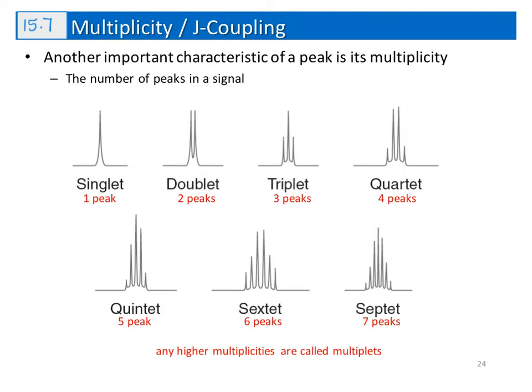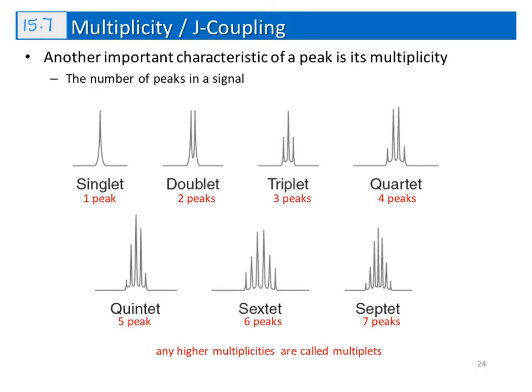Before answering this question, let's look at the number of peaks in a signal. So if we have one peak, we call that a singlet. With two peaks, we have a doublet. With three, it's a triplet. With four, it's a quartet. And we can get all the way to seven, which we call a septet.